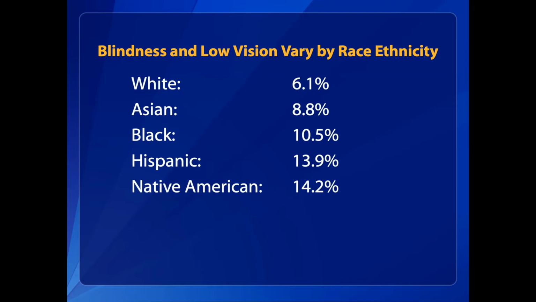Typically we look at whites, Blacks, Hispanics, and we may not have a large enough survey. Native Americans often have a very tiny sample, but this gives us a real sense of that. But look at this: Hispanics are twice as likely as whites to have vision impairment. Native Americans are two and a half times more likely to have vision impairment. So there are groups that are more at risk of vision impairment than others. So you begin to see this: it's going to be older people, women, racial and ethnic minorities. Next slide.